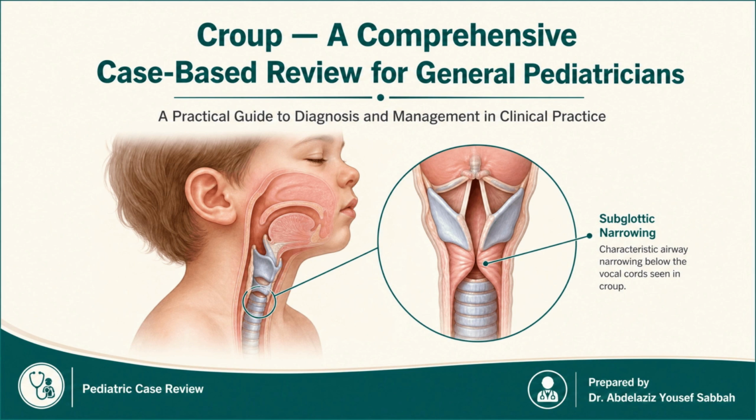Today's lecture is a comprehensive case-based review of Croup for general pediatricians. Croup, also known as viral laryngotracheobronchitis, is one of the most common causes of acute upper airway obstruction in young children and a frequent reason for emergency department visits, especially during the fall and winter months.